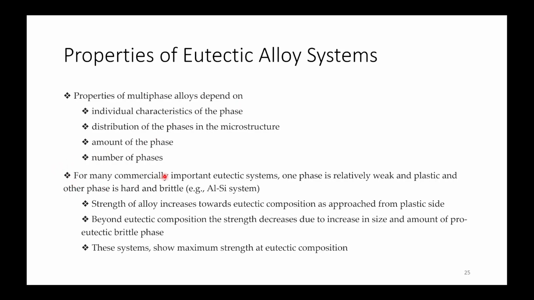And for many commercially important eutectic systems, one phase is relatively weak and plastic and the other phase is hard and brittle. For example, in case of the aluminium silicon system. Now the strength of the alloy increases towards the eutectic composition as approached from the plastic side, and beyond the eutectic composition the strength decreases due to the increase in size and amount of pro-eutectic brittle phase, and these systems show maximum strength at the eutectic composition.